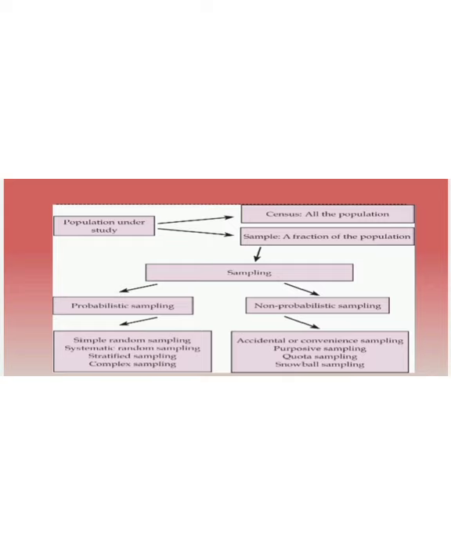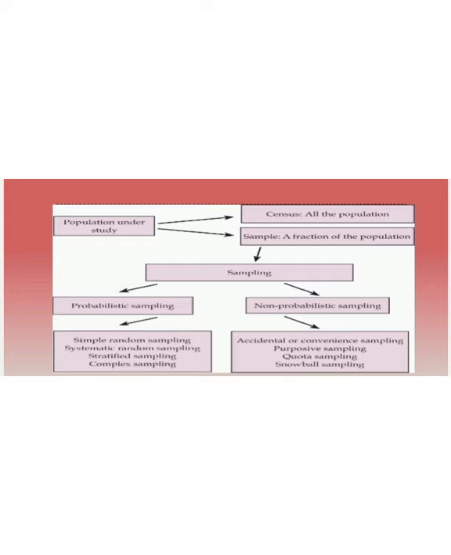What is probabilistic sampling? Simple random sampling. Again, there are four types of probability sampling, which are called simple random sampling, systematic random sampling, stratified sampling, and complex sampling. And when we talk about non-probable sampling, it again has four divisions. One is called convenience sampling, purposive sampling, quota sampling, and snowball sampling, right?